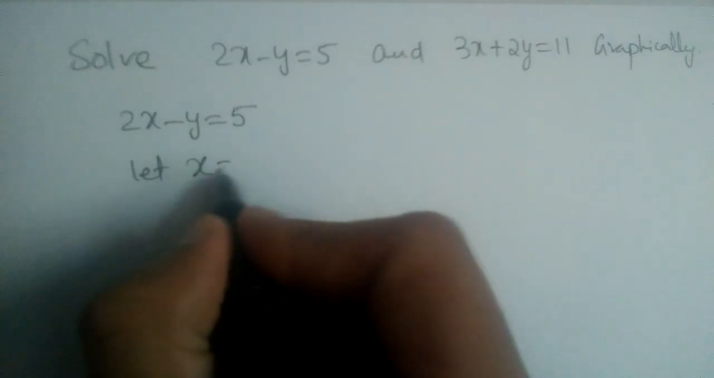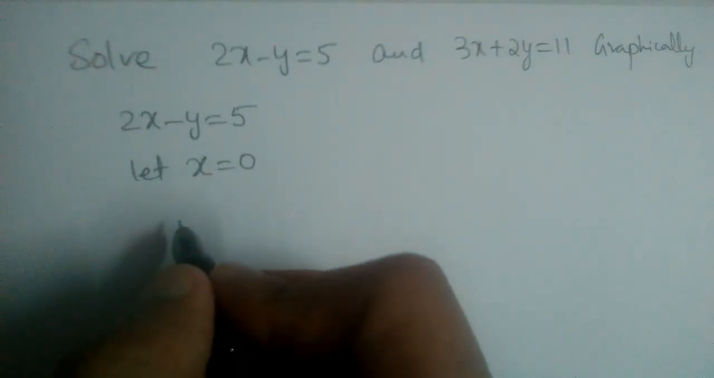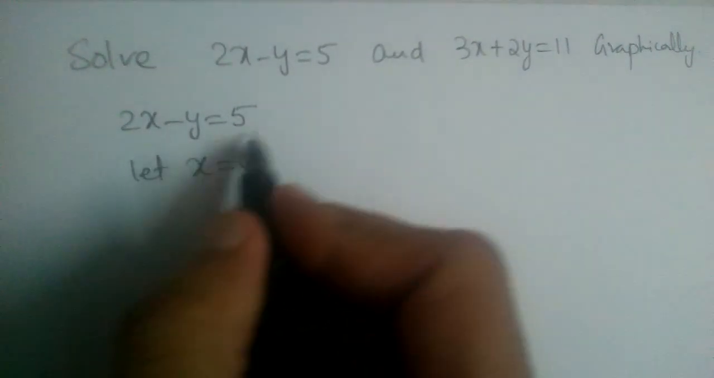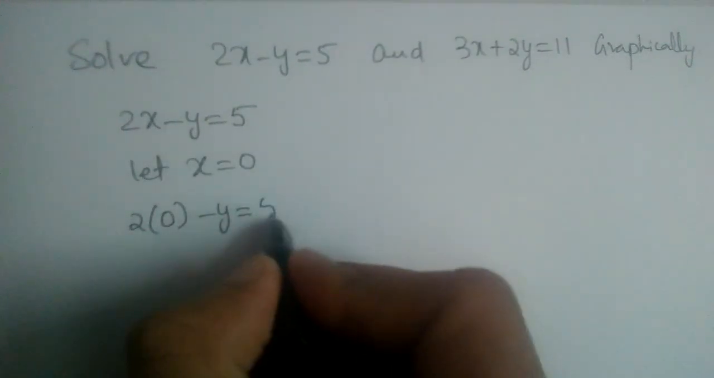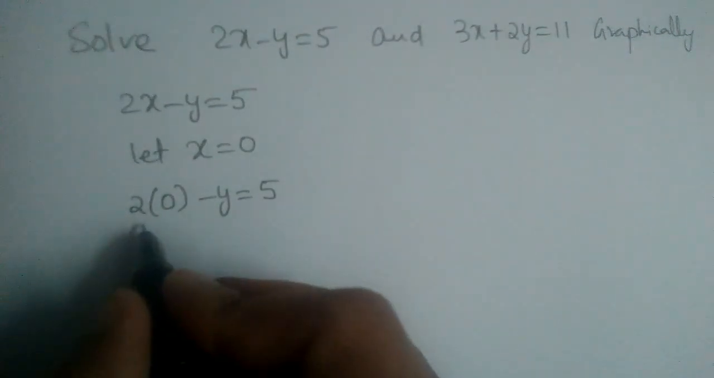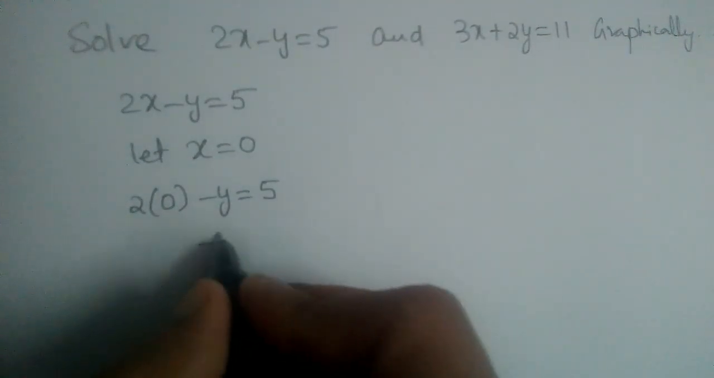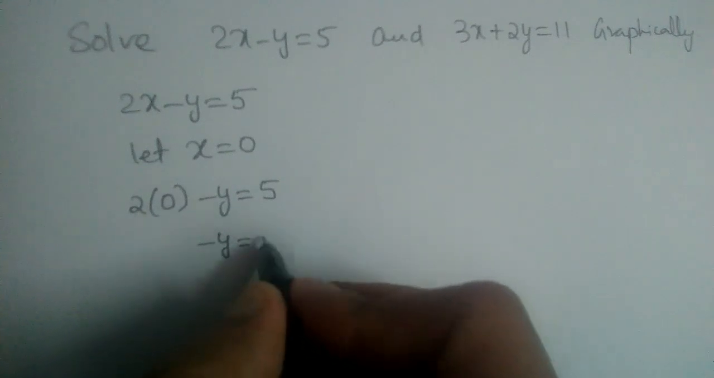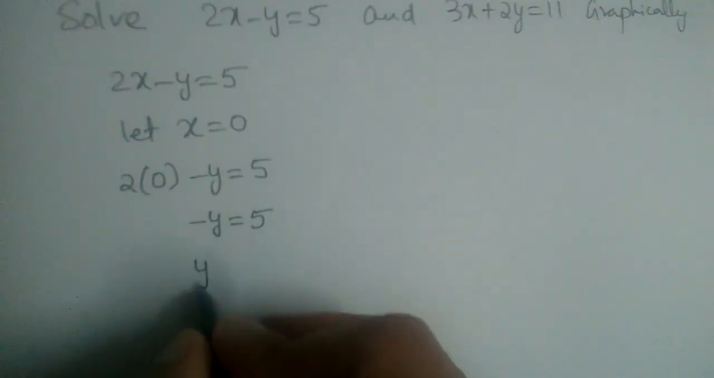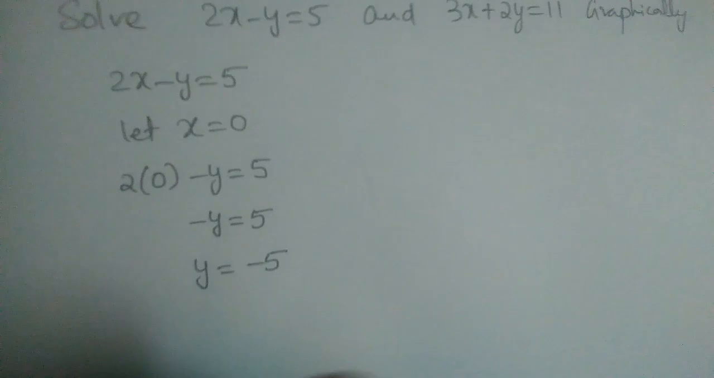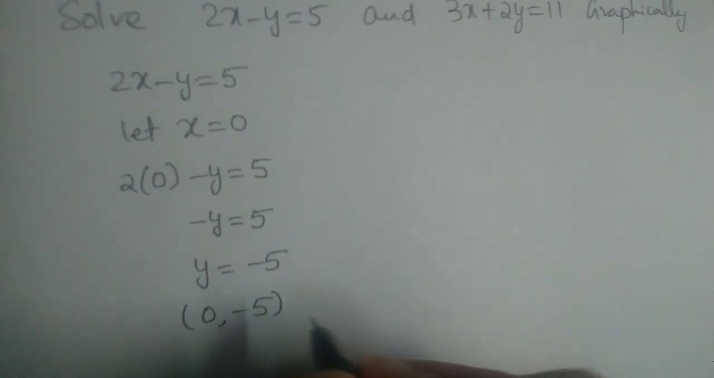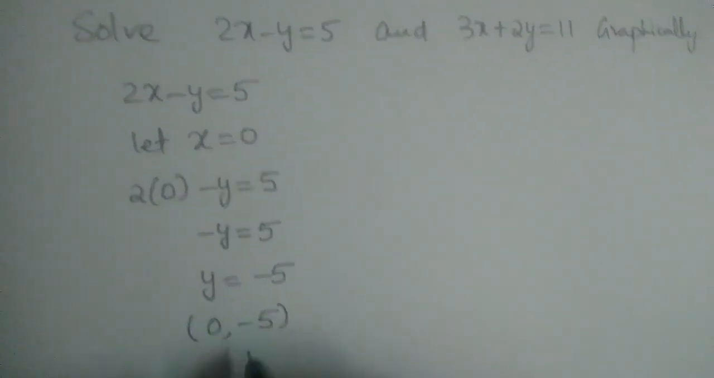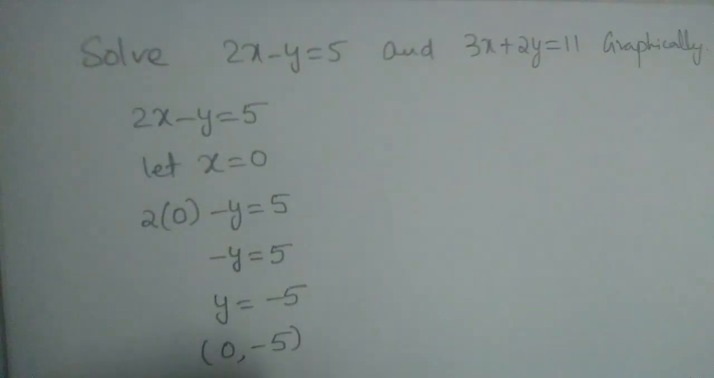Let us substitute x is equal to 0 first. Let us substitute x is equal to 0 in this equation. So we'll have 2 into 0 minus y is equal to 5. 2 into 0 is 0, right? So we are left with minus y is equal to 5. So y will be equal to how much? Minus 5. Now what is the point? 0 comma minus 5. This is one solution for this equation.